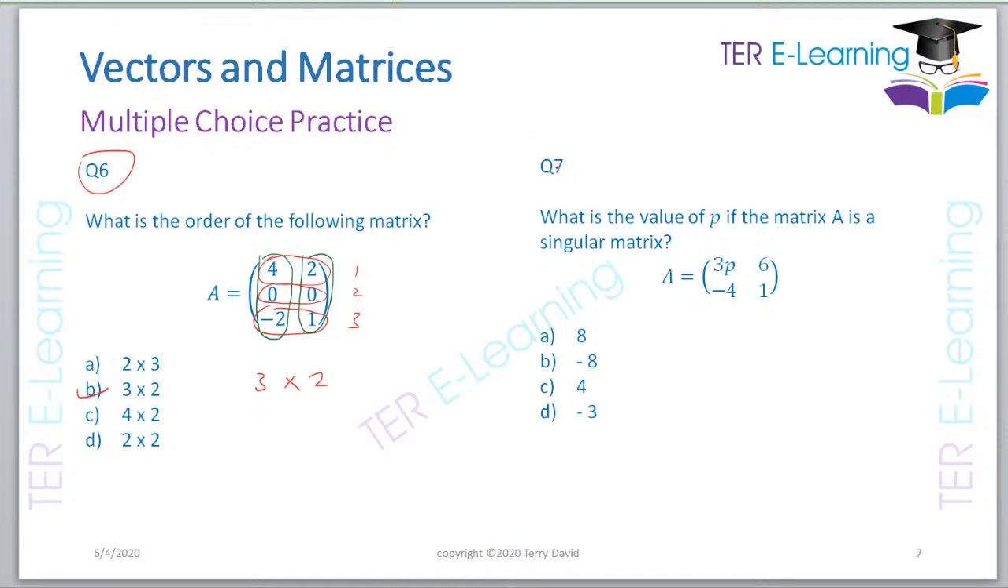What about question 7? What is the value of P if the matrix A is a singular matrix? Right? So in order to answer this question, you must know what a singular matrix is. So question 7, what is the answer for question 7?